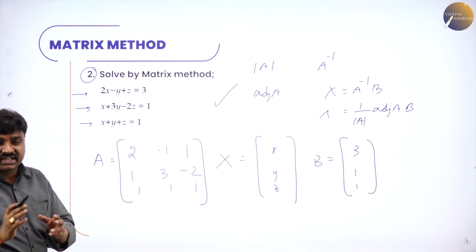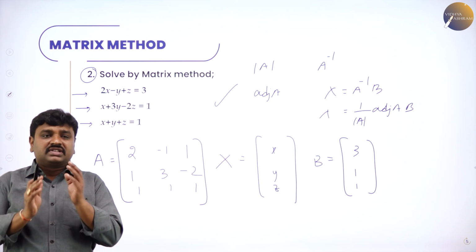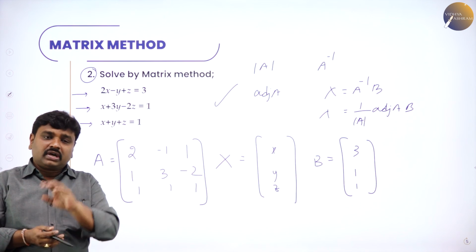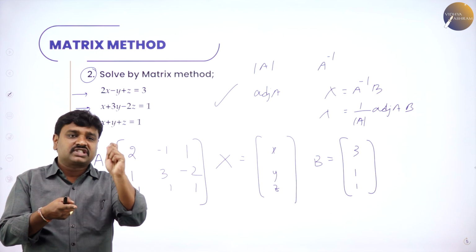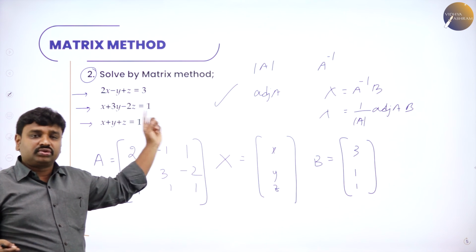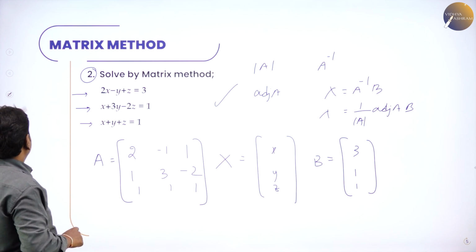In my next session, we'll see different types of problems in the matrix method. I'll guide you on how to rearrange and how to find. I hope all of you understood the method. First find the determinant, then find the adjoint, then find X. After you find x, y, z, substitute in any one of the equations to check whether you are correct or not.